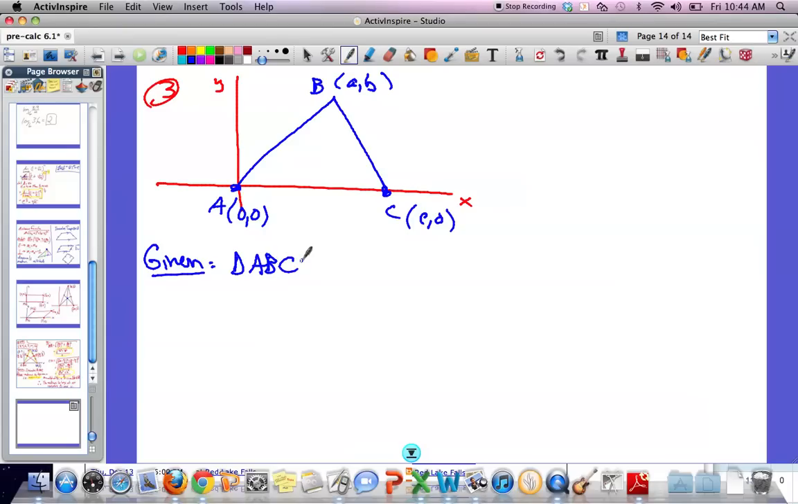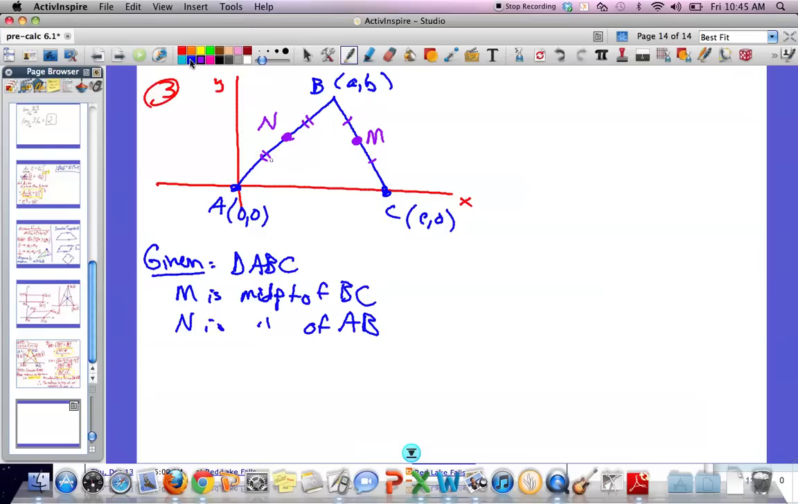So given triangle ABC, I'm also given that M is midpoint of BC and N is midpoint of AB. So I'm going to label that. So here's M. And I know that's a midpoint, so I'm just going to identify that those two sides are equal because it's a midpoint. And I'm going to identify this one as N right here, and I know that those are equal.